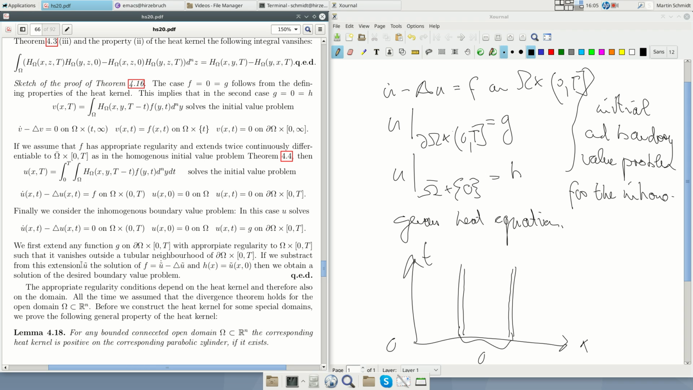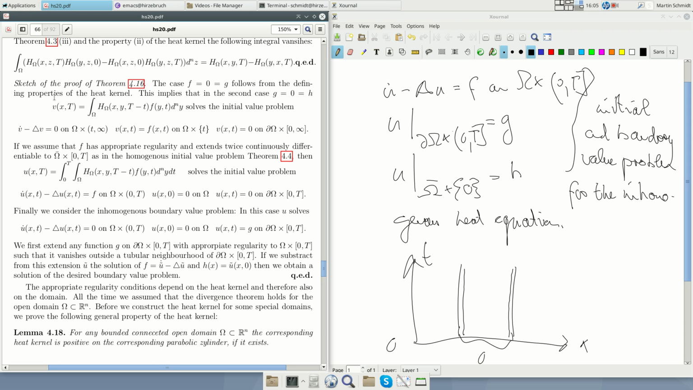Okay, so we extend our function g to a function u tilde, and now we subtract from u tilde the solution of first this problem with this initial value and of the second problem with this inhomogeneity. Yeah, and then we clearly obtain a solution of the desired boundary value problem. Yeah, so this is the sketch of the proof.